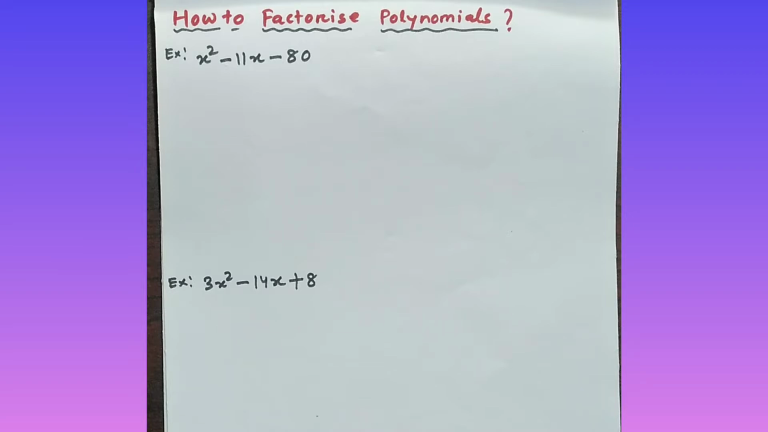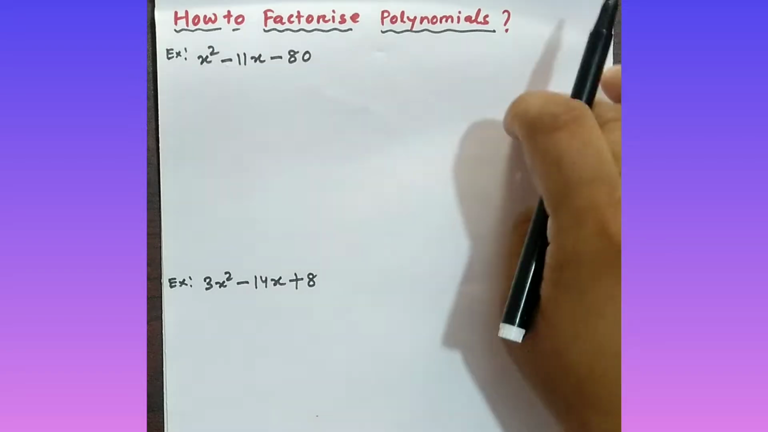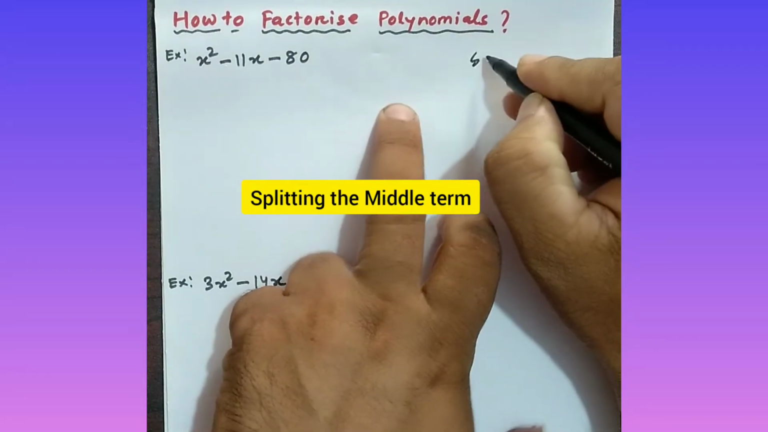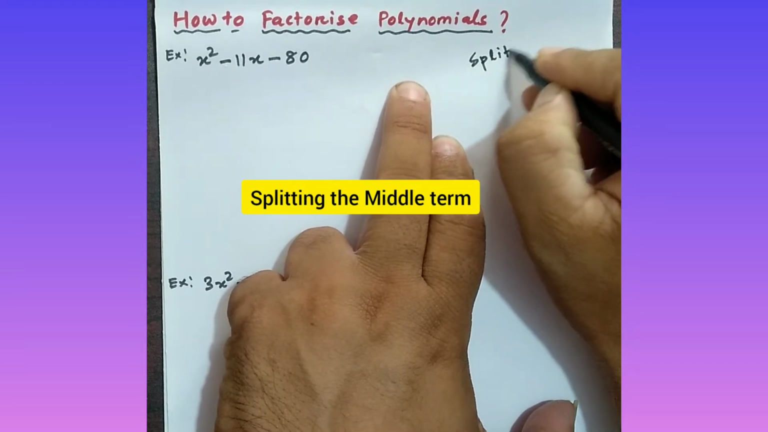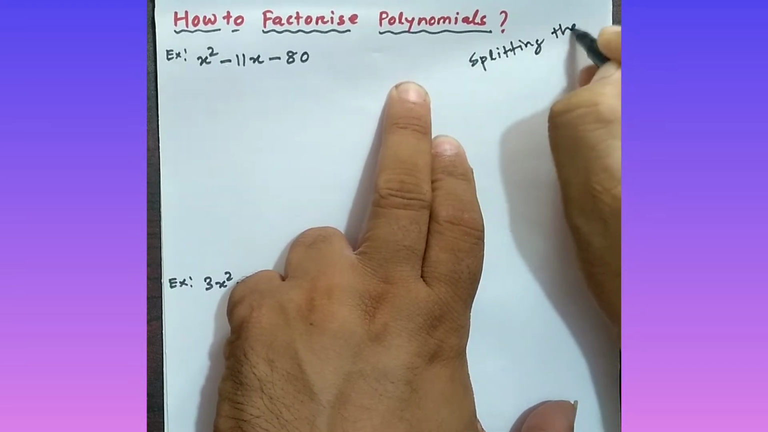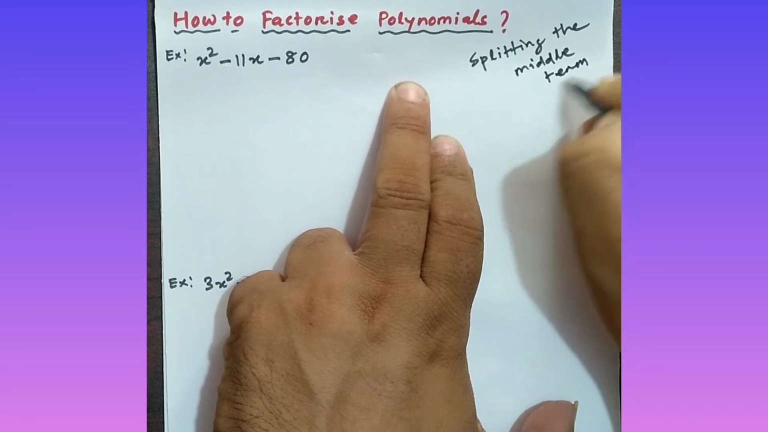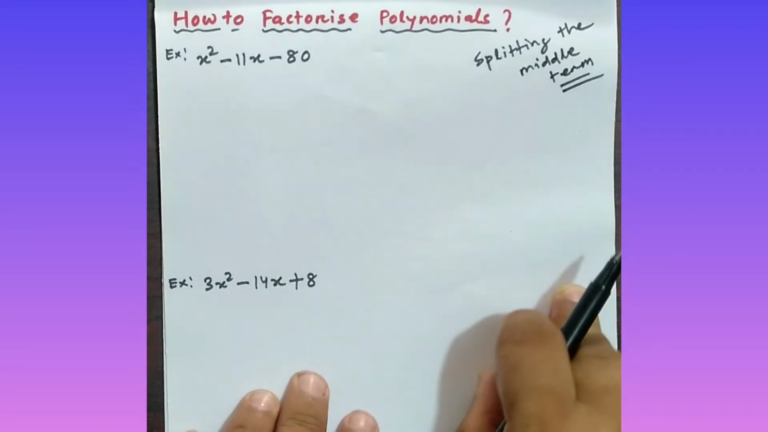The simple method I'm telling you is that you know different methods, but the best method is splitting the middle term. Okay, the best method is what? Splitting the middle term. Splitting the middle term is the best method, right? Look at how you can solve it.